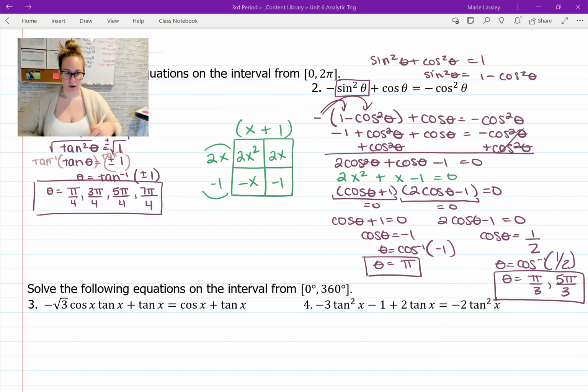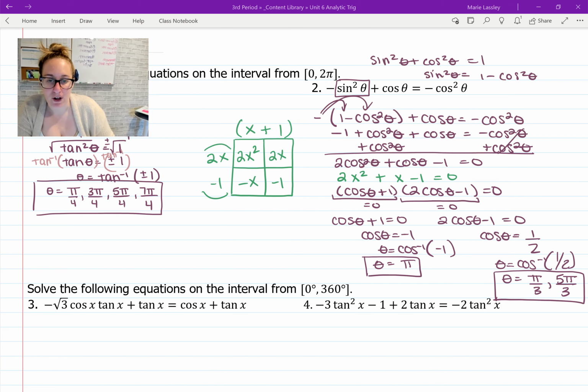Okay, so let's move on to the second section. All right, so this is in degrees. For the first one, we have negative square root of 3 cosine x tangent x plus tangent x equals cosine x plus tangent x. We're definitely going to try and get everything to one side of the equation. So I'm going to go ahead and move the cosine and the plus tangent over to the left-hand side.